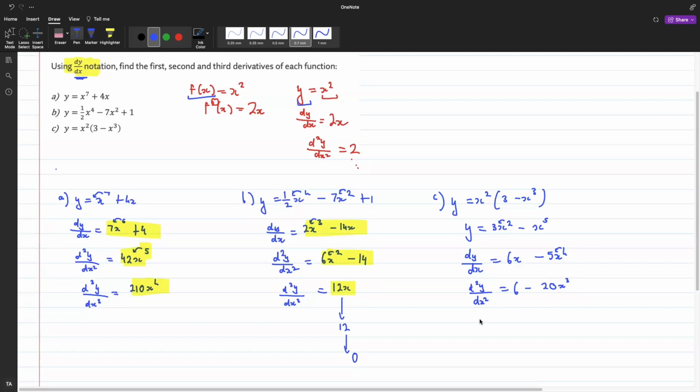And then lastly, finding our third derivative, we have 6 is a constant, so we get rid of that. And then 3 times negative 20 becomes negative 60. And then the power reduces by 1. Okay, so again, to highlight and summarize, the first derivative is 6x minus 5x to the power of 4. Second derivative is 6 minus 20x to the power of 3. And third derivative is negative 60x to the power of 2.